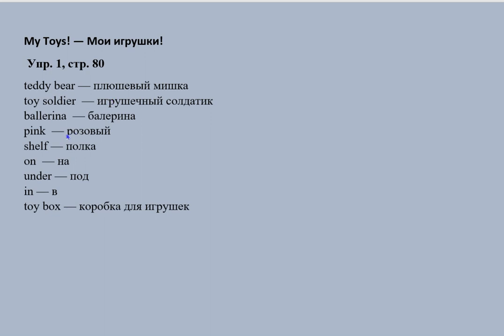My dear friends, repeat once more, please, these words. Teddy bear. Toy soldier. Ballerina. Pink. Shelf. On. Under. In. Toy box.